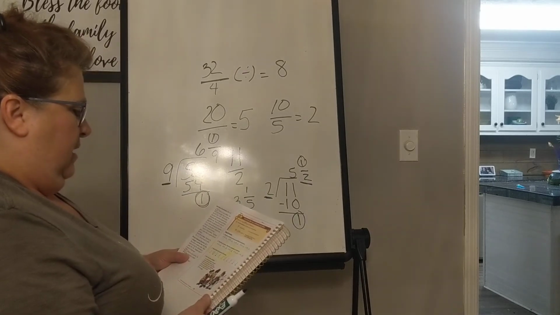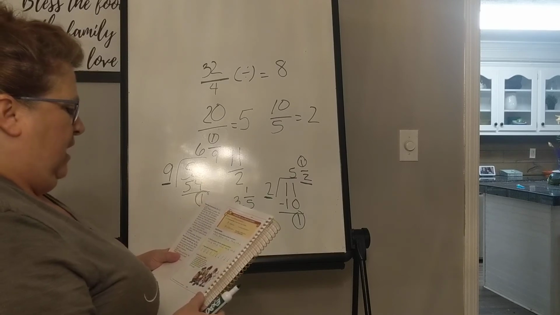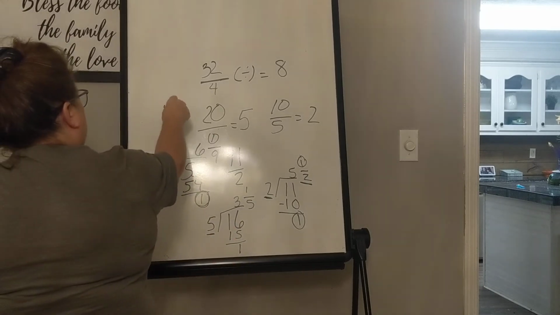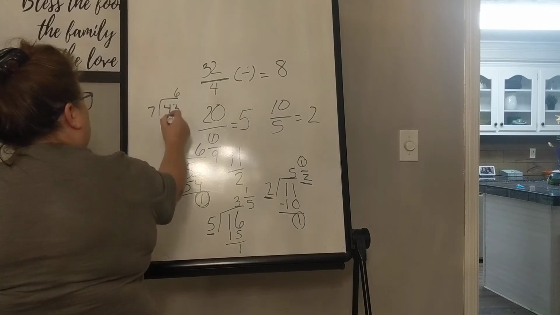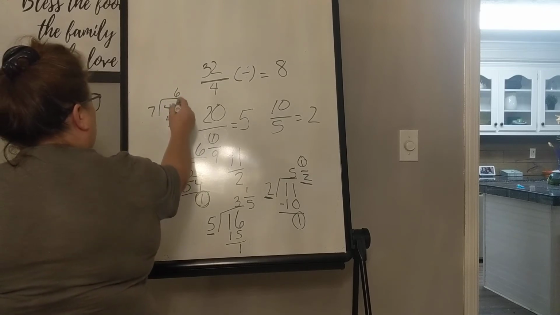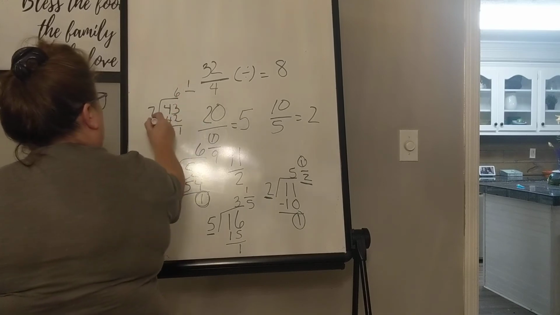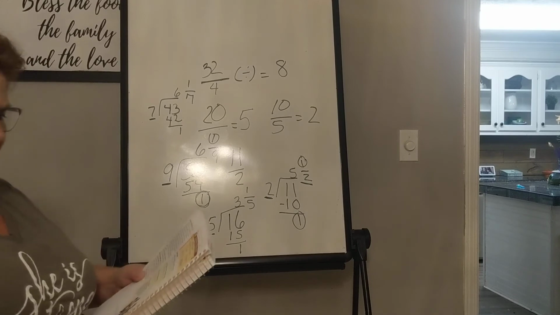And then we have 43 divided by 7. 7 will go into 43 6 times. 6 times 7 is 42. 43 minus 42 is 1. That becomes our numerator. And our divisor becomes our denominator, 6 and 1/7.